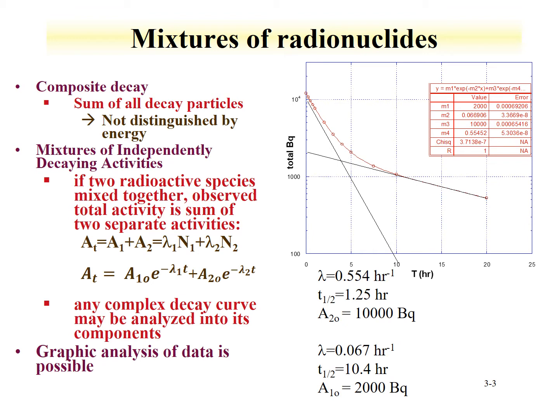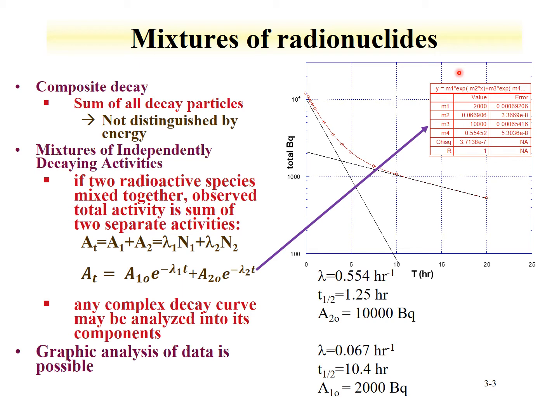We can rearrange this equation where we have the activity at any time t is equal to the initial activity of isotope 1 times e to the minus lambda t, where lambda is the lambda for isotope 1, plus the initial activity of isotope 2 times e to the minus lambda 2 times t. We can take this equation and then solve this line for this equation. So we take this equation, put it into a solving program, and generate the equation of the line, which is shown here.